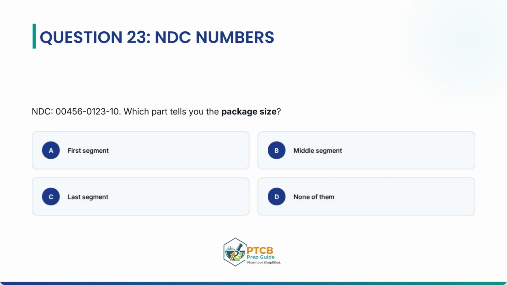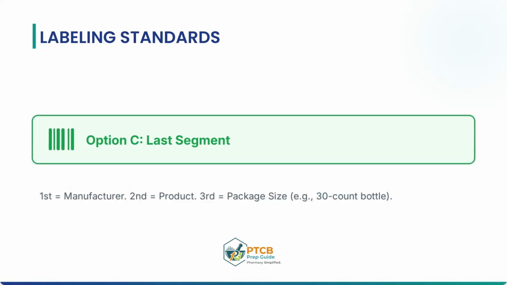Option A, the first segment. Option B, the middle segment. Option C, the last segment. Or option D, none of them. The answer is option C. The last segment of an NDC always identifies the package size, like a 30-count bottle or a 100-count bottle.